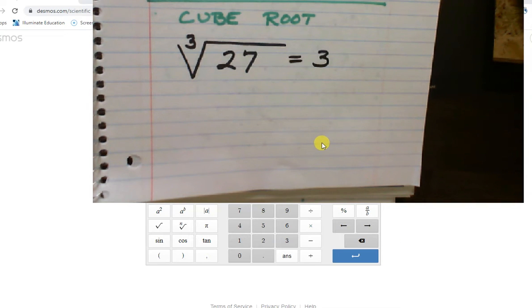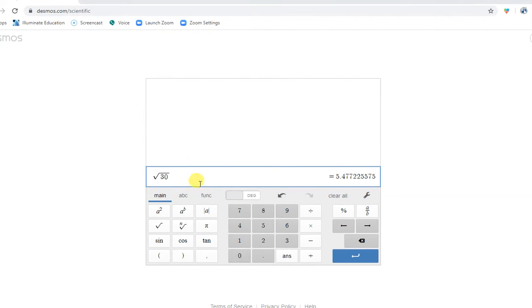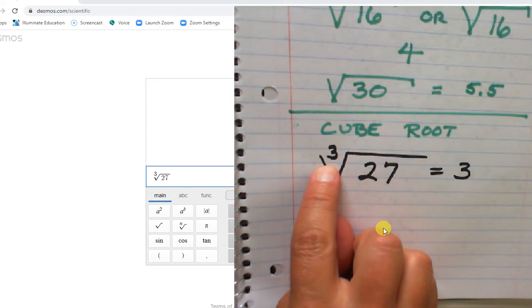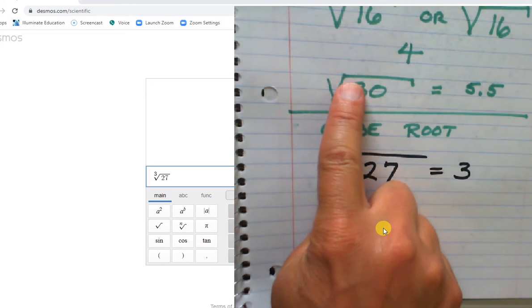Well, can we do it on a calculator? Yes, we can. We're using Desmos because it has this function right here, n to the root. So I click that, cube root of 27 is 3. Notice I had to put the little 3 there. I have to have it there, otherwise the calculator doesn't know that I want to do a cube root. If I don't put anything there, it's going to assume that it's a square root.